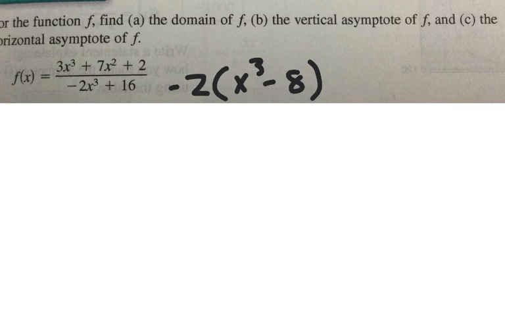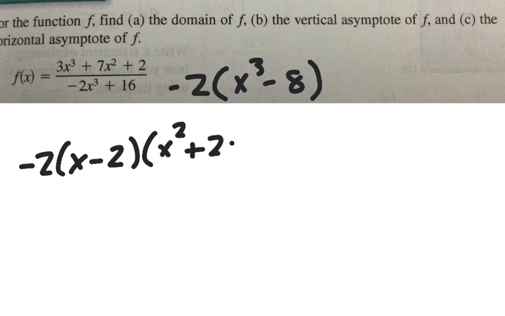When we went through all of them, that is a difference of cubes. Remember I went through that whole factoring worksheet? So if I have a cubed minus b cubed, that should be simplified to (a minus b) times (a squared plus ab plus b squared). So x cubed minus 8 will factor, so I need to factor it again. That's going to give me, in the denominator, negative 2 times (x minus 2) times (x squared plus 2x plus 4).